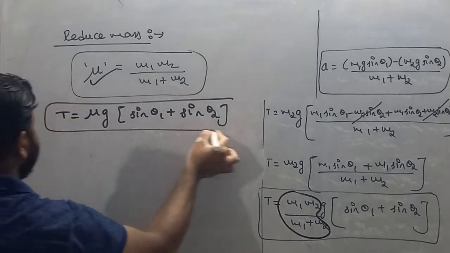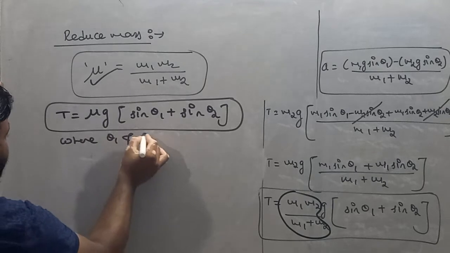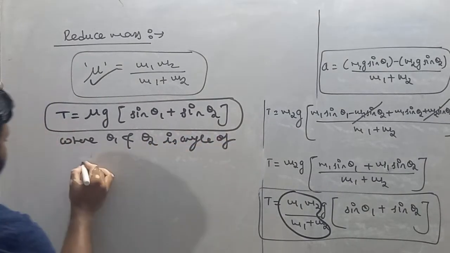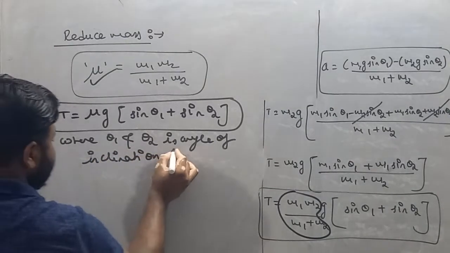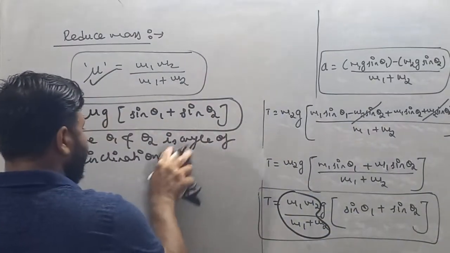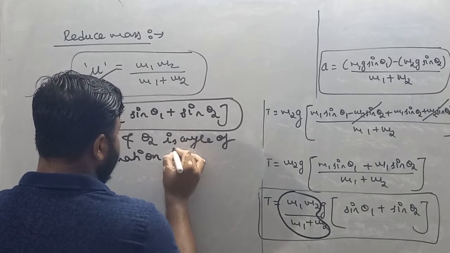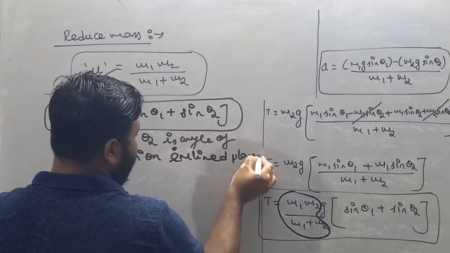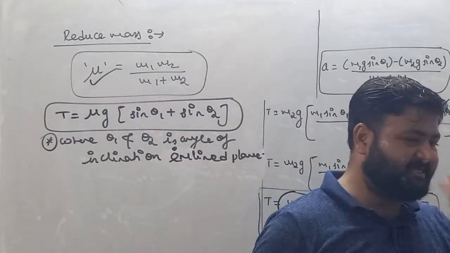Remember, theta 1 and theta 2 are the angles of inclination on the inclined plane. So I hope you all understand this equation, my dear student.